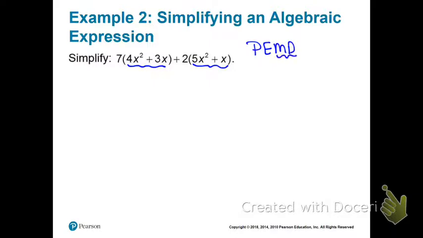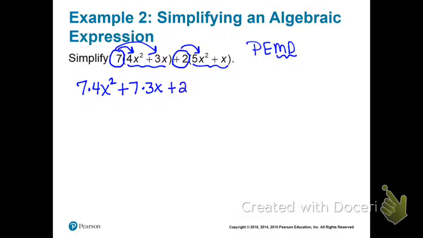Remember, multiply and divide are on the same level. But we do have some multiplication because we have this 7 times that parenthesis, and then we have this positive 2 times the second parenthesis. So let's distribute that. Let's multiply it, and I'm going to write it out. So we have 7 times 4x squared, and then 7 times a positive 3x. And then we have positive 2 times 5x squared, and then positive 2 times x.